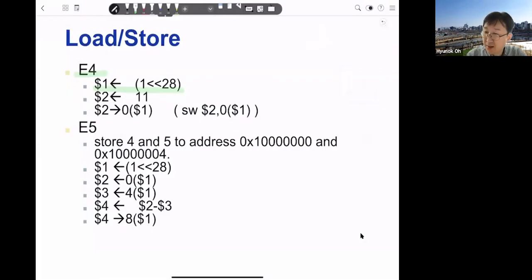Okay, so then let's look at exercise 5. What you have to do is first store values 4 and 5 into the address 10000 location and 1004 location. So actually this is 28. So can you store 4 and 5 on address 1000 and 1004? Using E4 you can do it, right? So write your code and post it on the chat window.